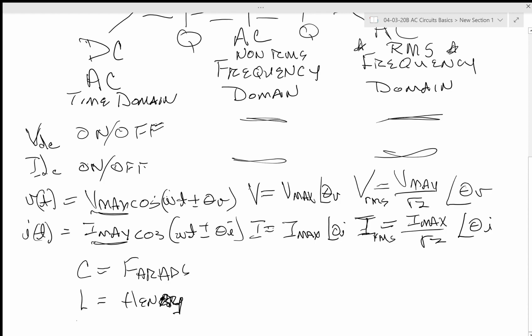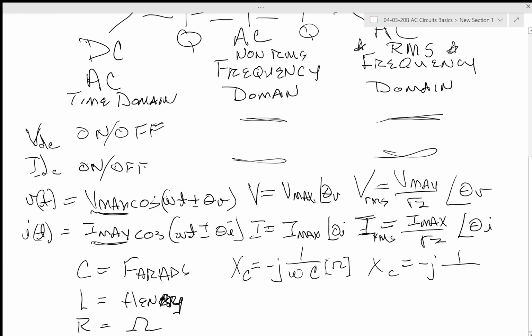Henry, and resistors were in ohms. Okay, and then we had to switch everything. We had to have an XC value, which equaled minus J1 divided by omega C. And the same thing happened over here, and this is an ohm value. And XC was the same, minus J1 divided by omega times C. This was also an ohm value.